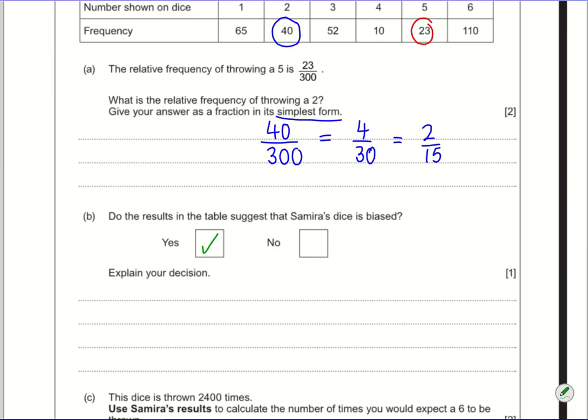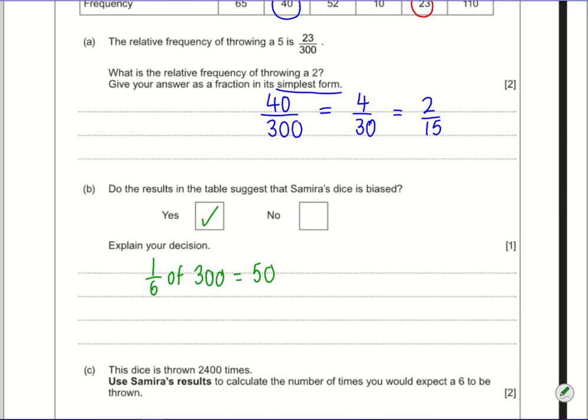There's too much variation. If you want to be a bit more mathematical, if she's throwing the dice 300 times and 1/6 of 300 is 50, that's 300 divided by 6. If the dice was fair, I would expect it to be around 50 of every number. Not exactly, because life doesn't work like that, but close to 50 for each number, and we're nowhere near. So your explanation there is just something along the lines of she's got too many 6s, not enough 4s. The dice does appear to be biased.